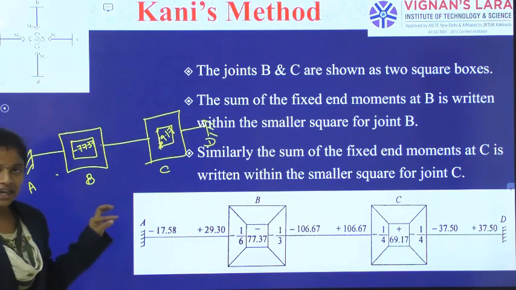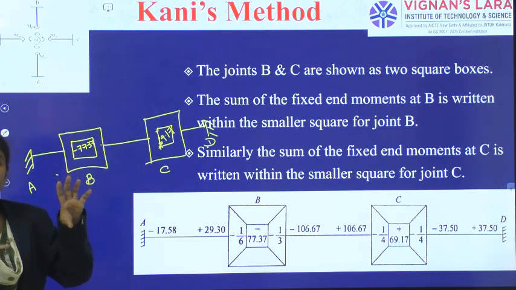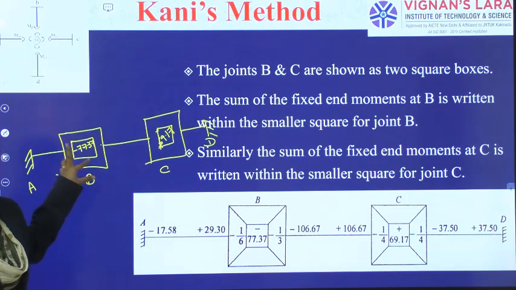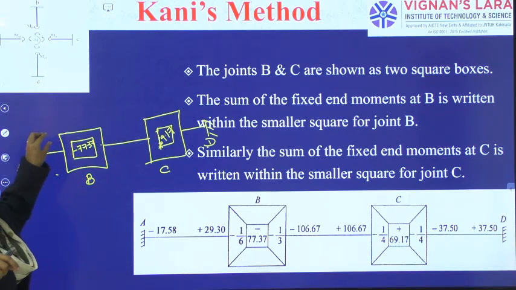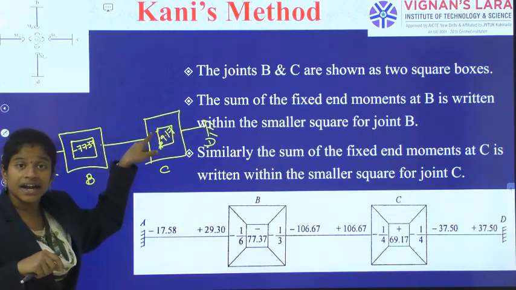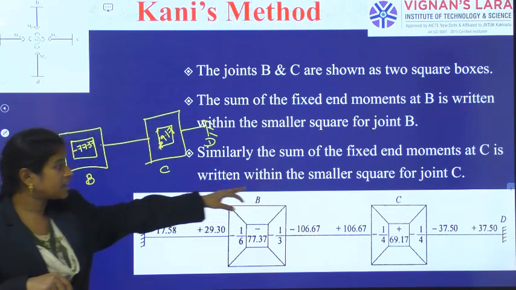Simply a line indicating A, B, C and D. At B, we are drawing two boxes. At C, we are drawing two boxes. In the smallest box I am filling in the joint fixed end moment, the summation of all the fixed end moments at the joint. Okay, next step.